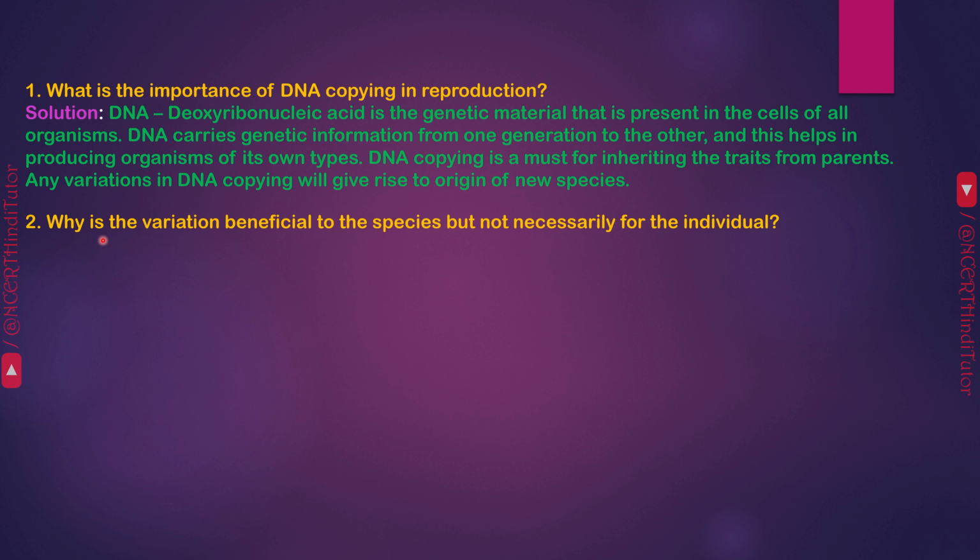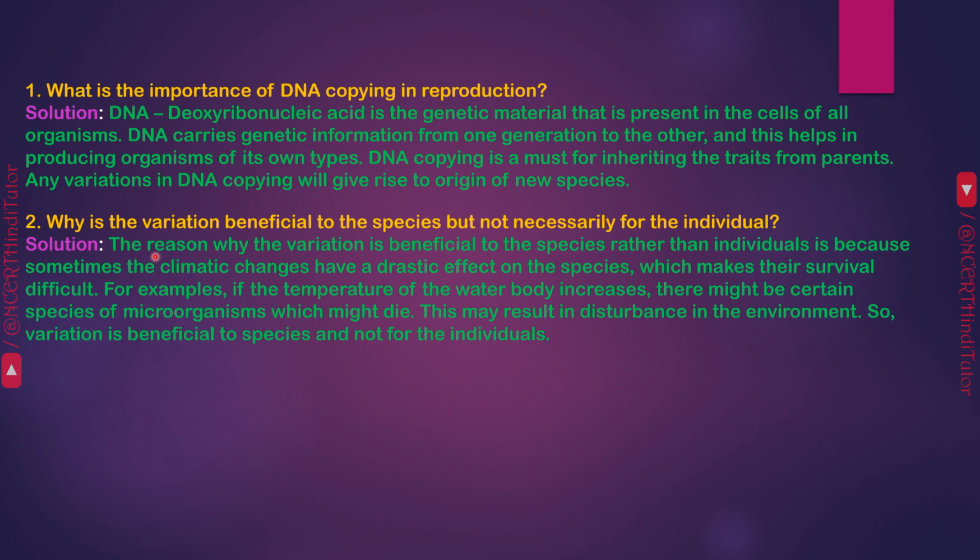Question 2. Why is the variation beneficial to the species but not necessarily for the individual? Answer. The reason why the variation is beneficial to the species rather than individuals is because sometimes the climatic changes have a drastic effect on the species, which makes their survival difficult. For example, if the temperature of the water body increases, there might be certain species of microorganisms which might die. This may result in disturbance in the environment. So, variation is beneficial to species and not for the individuals.